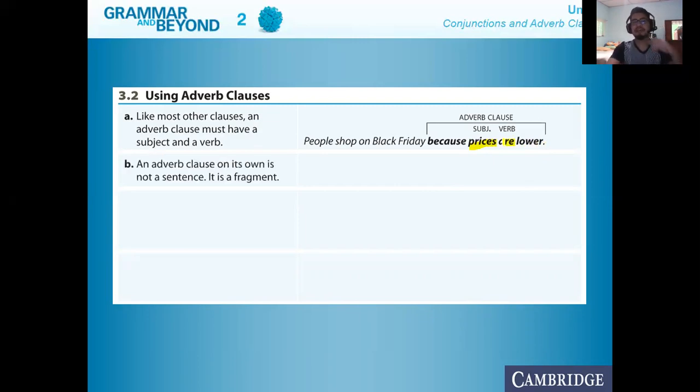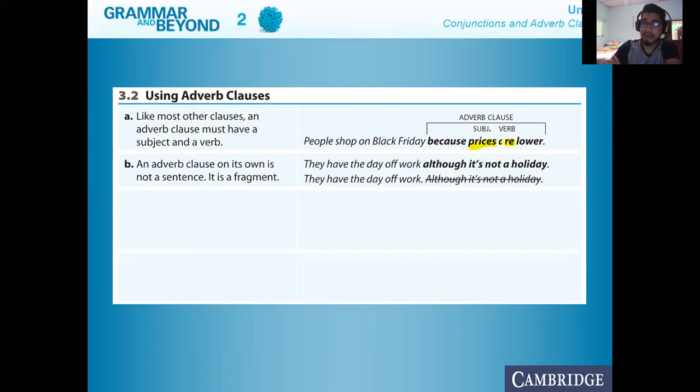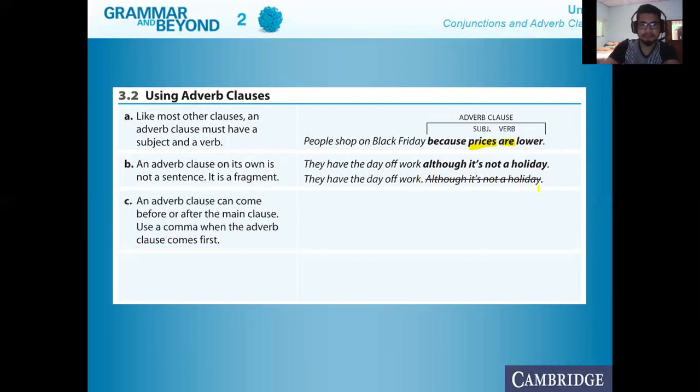An adverb clause on its own is not a sentence, it's a fragment. And what's a fragment? A fragment is a grammatical structure that has a subject, has a verb, but doesn't have a complete meaning. Okay, it doesn't make any sense on its own, and it cannot stand alone. That means that it needs something else to make sense. They have the day off work, although it's not a holiday. If I had this as just "although it's not a holiday," period, with nothing else, that is a big mistake in grammar, and you should correct it.